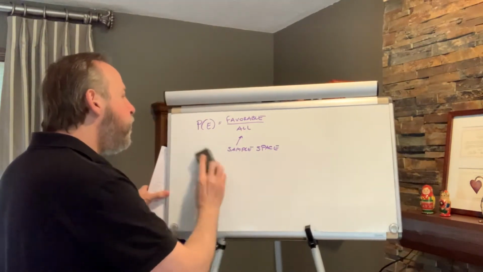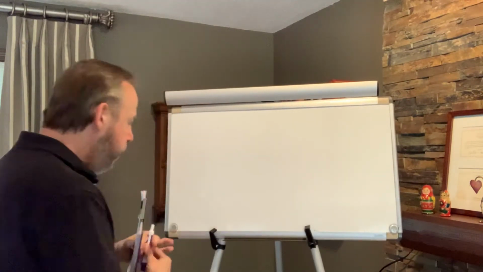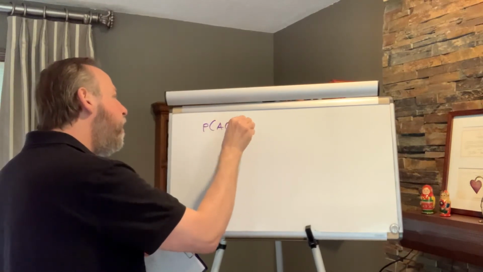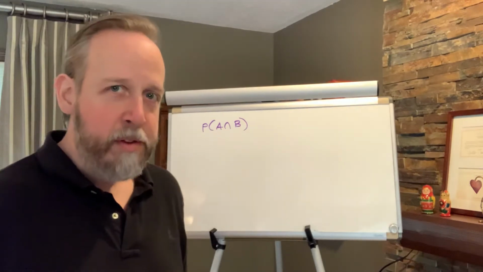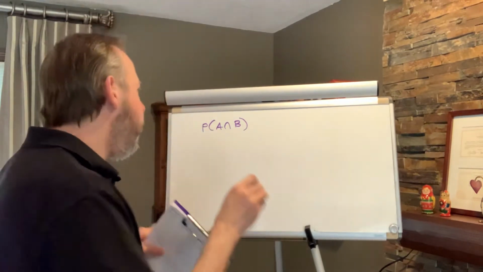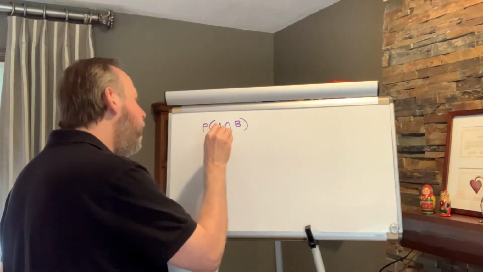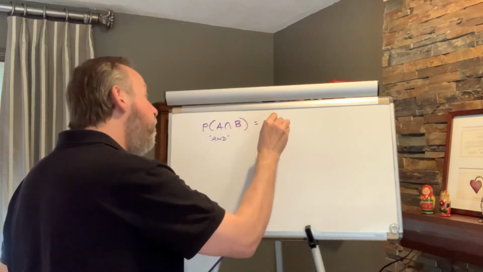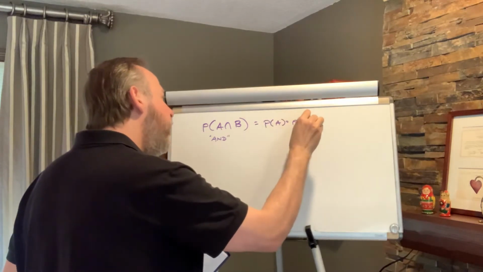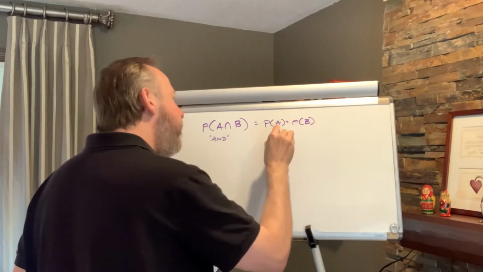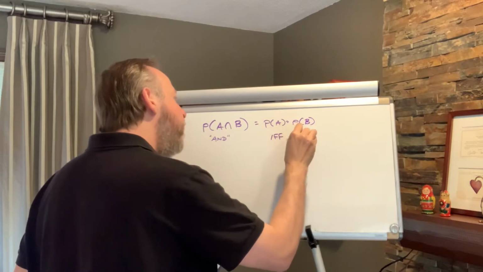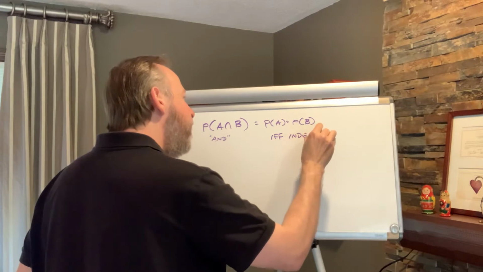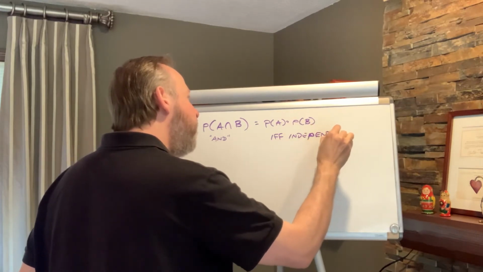The intersection of two events is described this way. The intersection is where two events happen, so it's an and word, or this and that. And the intersection of two events is equal to their product if they're independent. If and only if, IFF, we have independence. Independence. Okay, good.